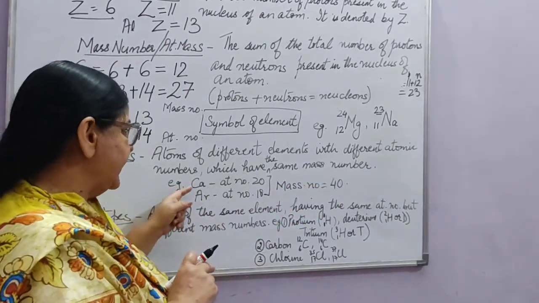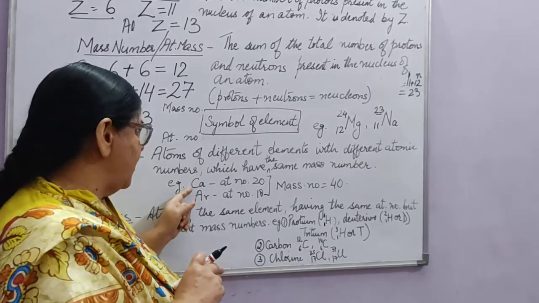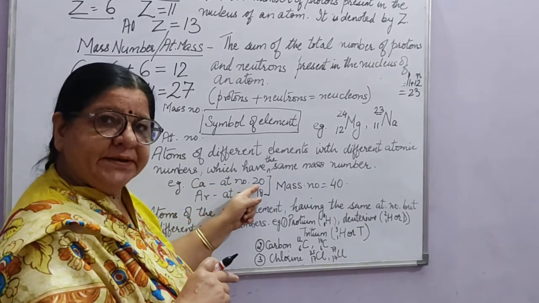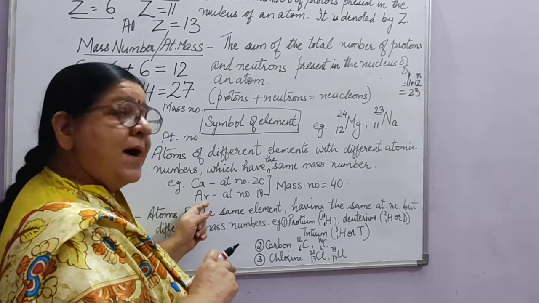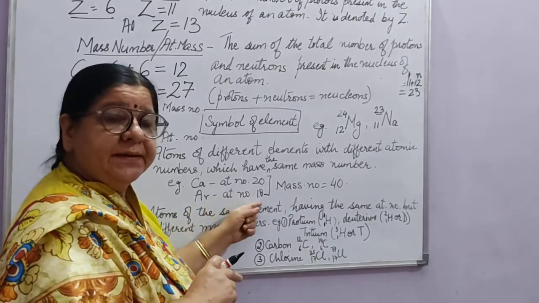For example, calcium. Atomic number of calcium is 20. Atomic number of argon is 18.